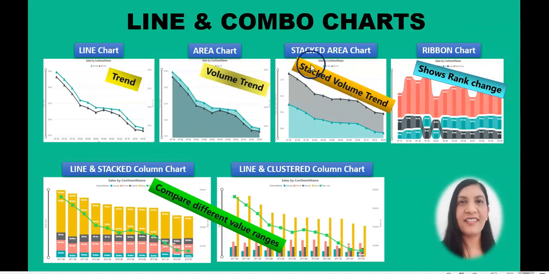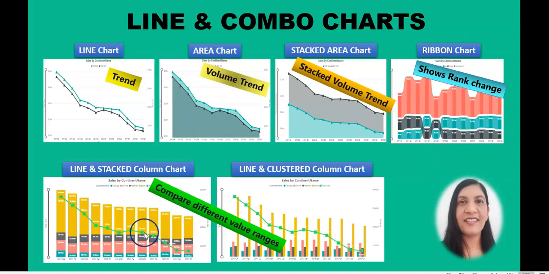Now the third variety is a stacked area chart. That shows the stacked volume trend. Stacked means that we have two values in the chart and it shows them in the form of a stack. So gray is stacking on the blue. Now the ribbon chart shows the rank change easily. Here you can see that the black category goes low and high, and the blue goes high and low, and it shows clearly the rank change in this time period. So you can get that feature from the ribbon chart.